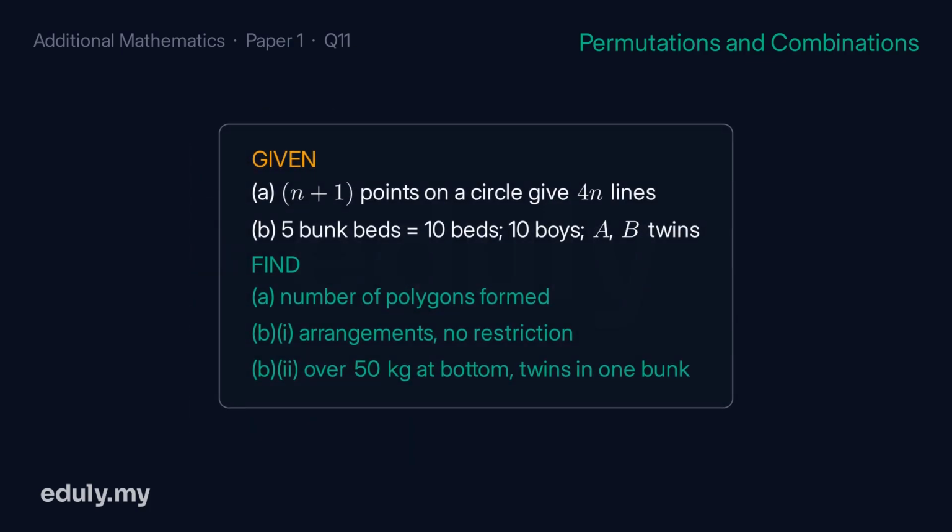So here is what we are working with. For Part A, points on a circle and a count of lines. For Part B, 10 boys, 10 beds, and the twins. We will take the 3 answers one at a time.